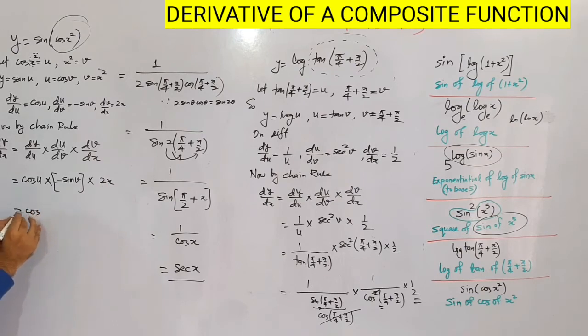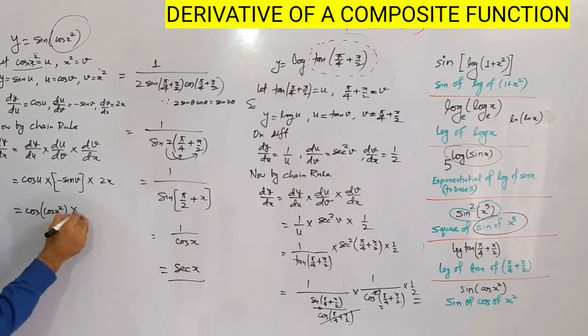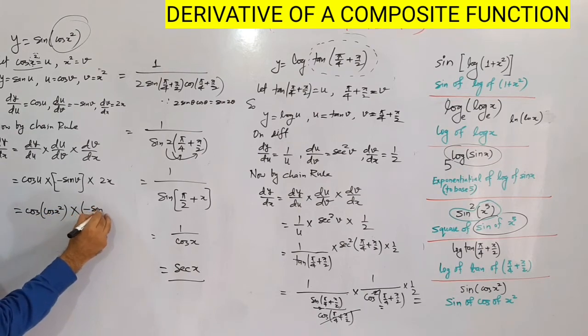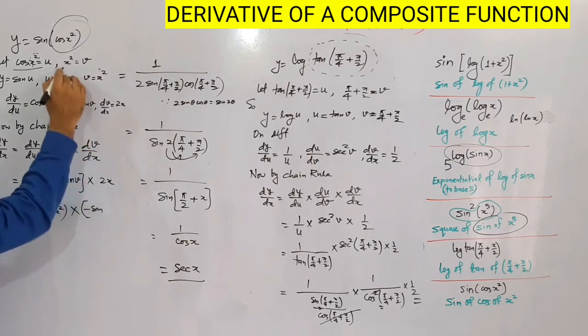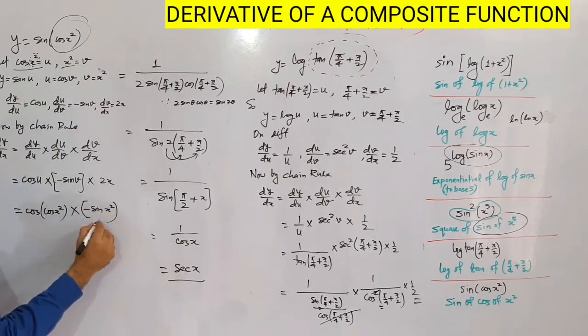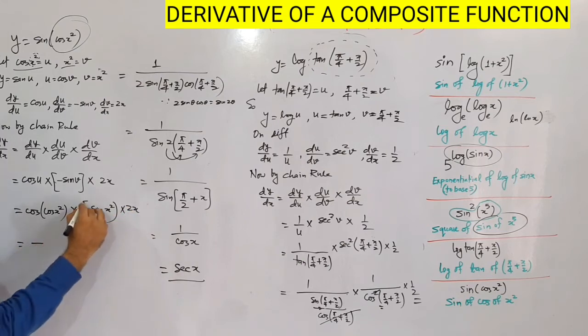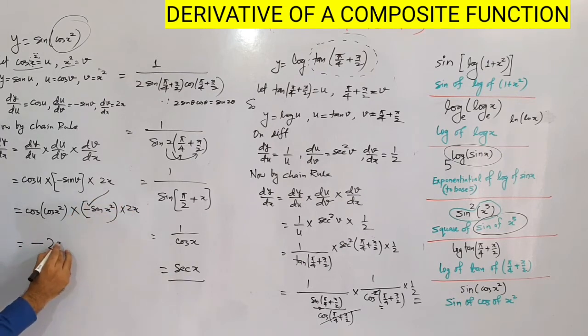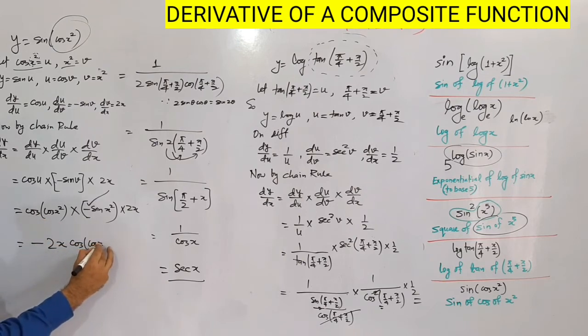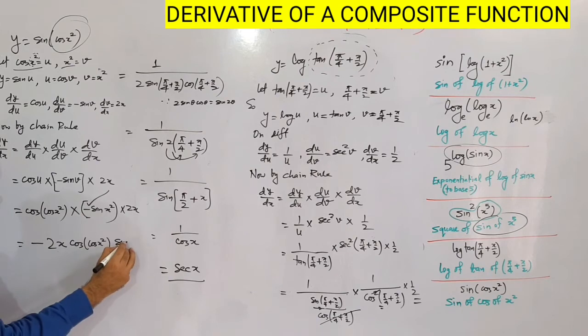Cos of u will be replaced here by cos of x square. So cos of cos x square into minus sin of v, which actually is x square, sin of x square into 2x. So finally there is a negative sign. Now 2x cos of cos x square into sin of x square. This is the final answer.